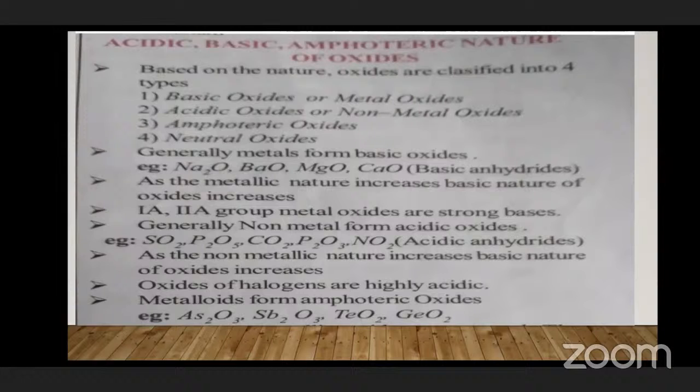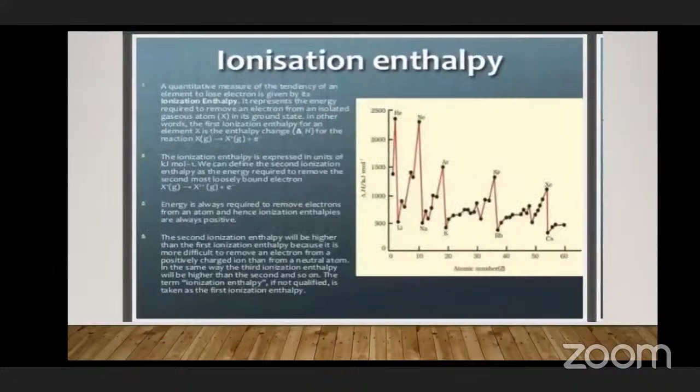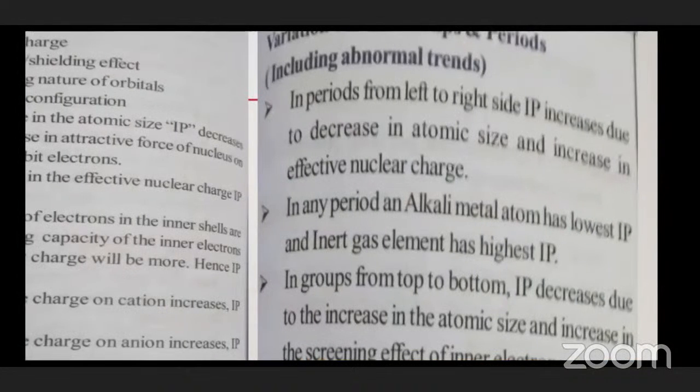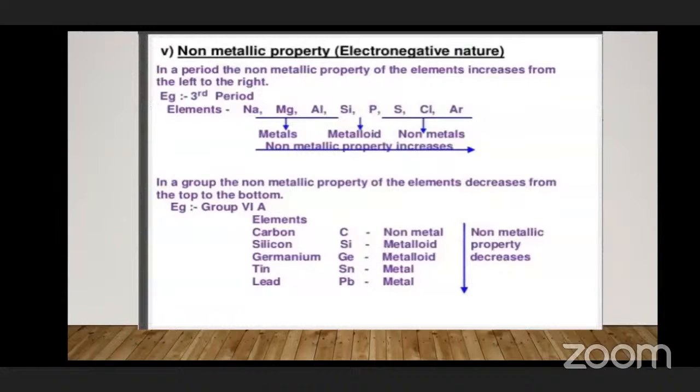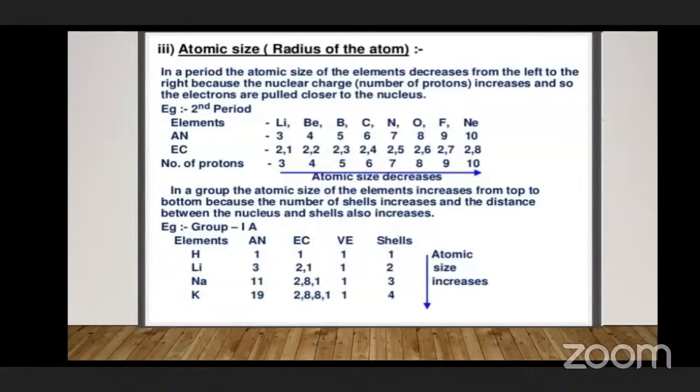The final one is the anomalous behavior of some properties we observe in the periodic table. Let's see, children, ionization potential. Actually, what should happen to ionization potential in the periods? It should increase. Once you observe, in periods from left to right, ionization potential increases due to decreasing atomic size. But we observe anomalies in elements like nitrogen and oxygen.